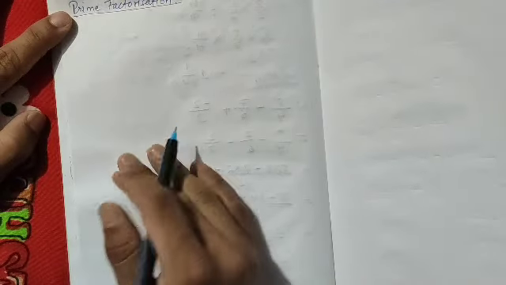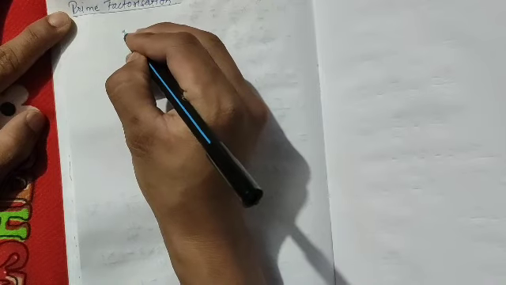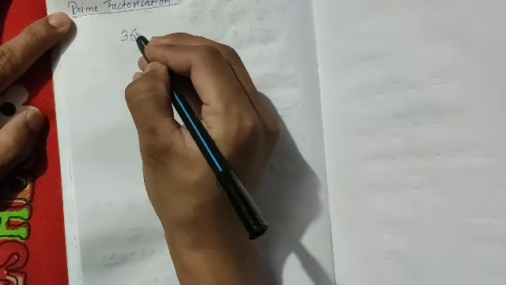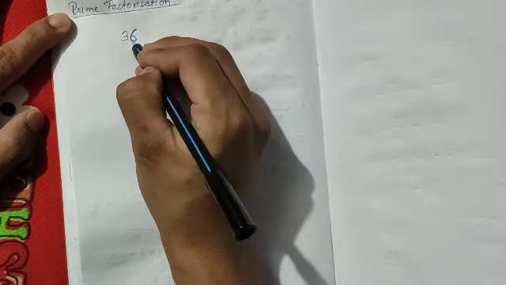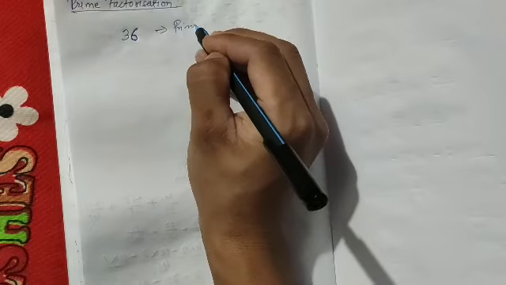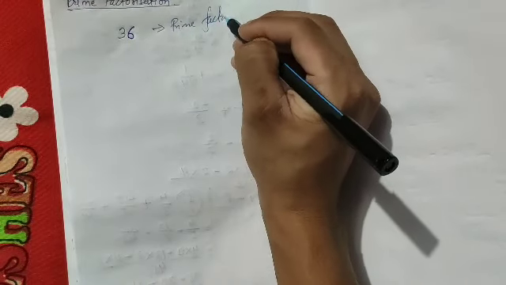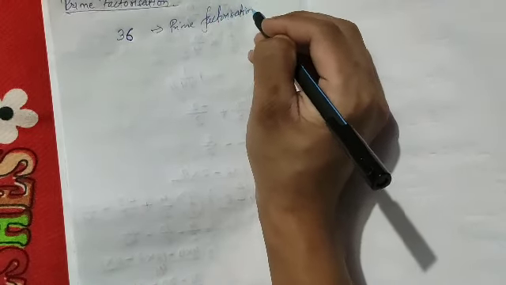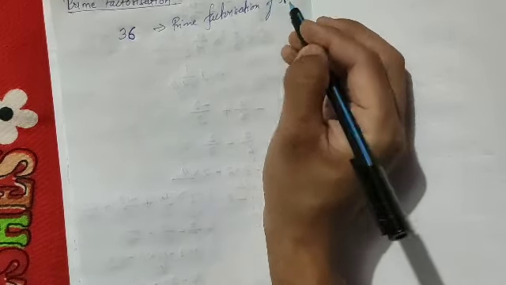There will be some numbers. Suppose I give you 36. Suppose you have to prime factorize this, which means you have to find the prime factorization of 36. So how will you find this?